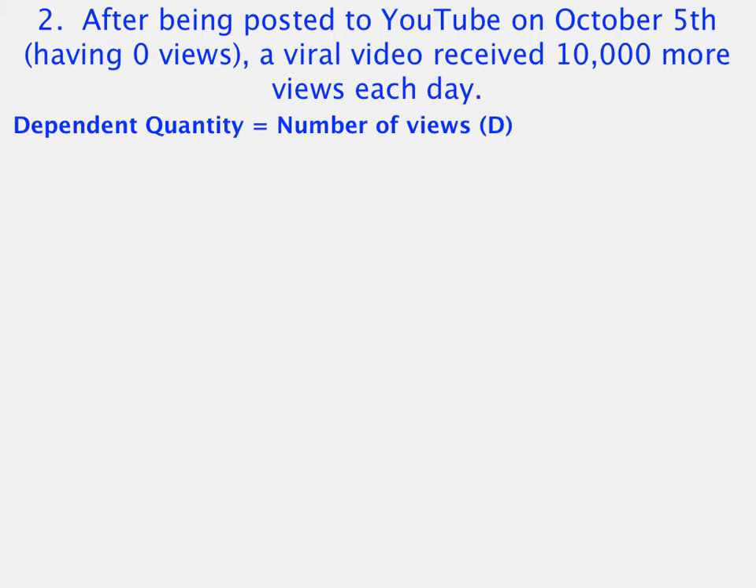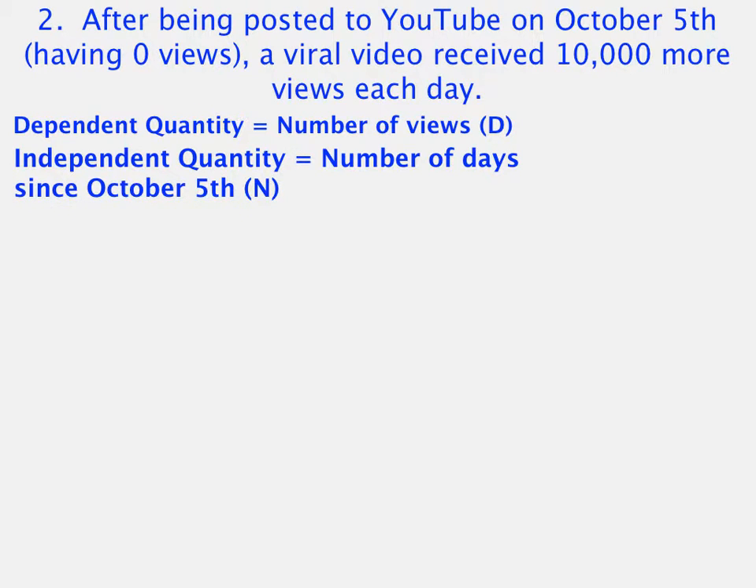I think our dependent quantity is going to be the number of views this YouTube video has, and let's make that variable something random, d. Our independent quantity is going to be the number of days since October 5th, and let's give that a random variable, let's call it n. Alright, next, let's go ahead and make a table of values for this relationship.